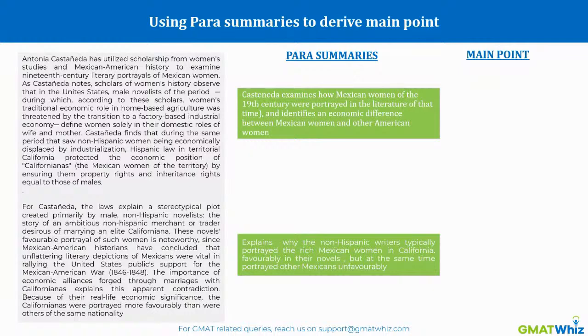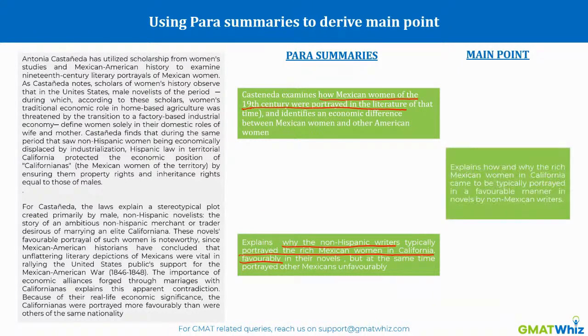First paragraph is all about how Castaneda examines how Mexican women of the 19th century were portrayed in the literature of that time. Okay. And that's the crux, the main idea. And here it's explaining why the non-Hispanic writers portrayed the rich Mexican women in California favorably.